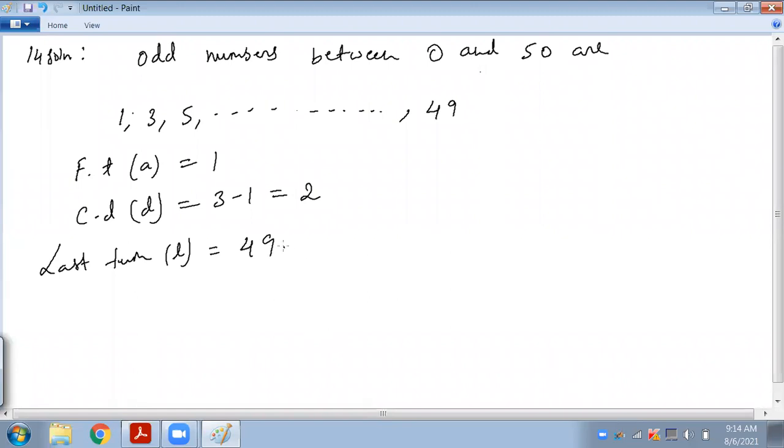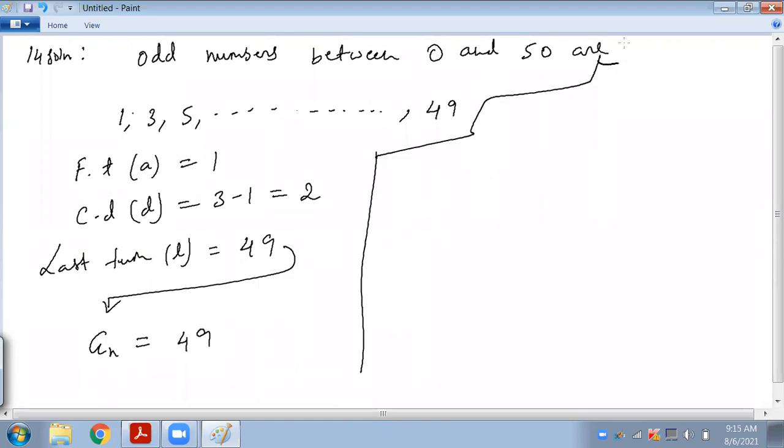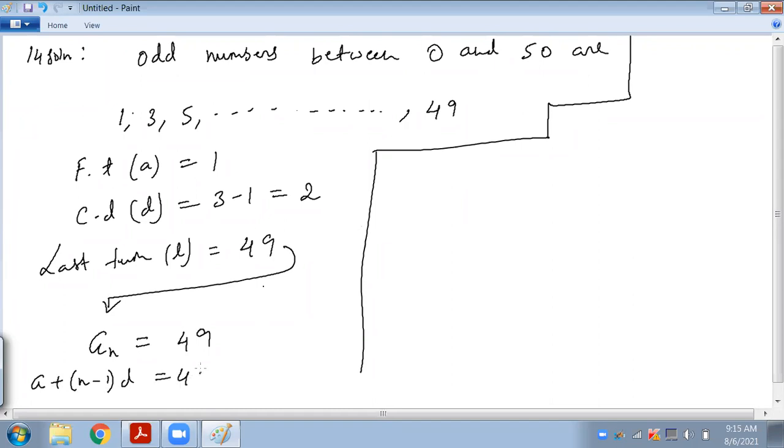Now, since we know the last term, we can take the last term as the nth term. So n-th term equal to 49. Now, apply the formula and solve it. The nth term means a plus n minus 1 d equal to 49. Now put the values of the things that you know, a and d we know. a is how much? 1, plus n minus 1 d. d is how much? d is 2.